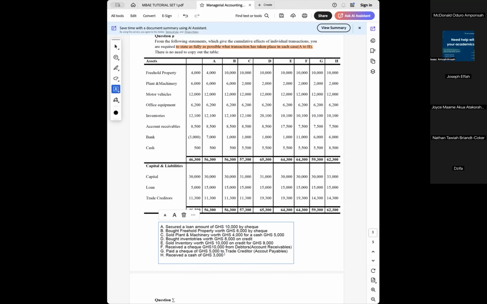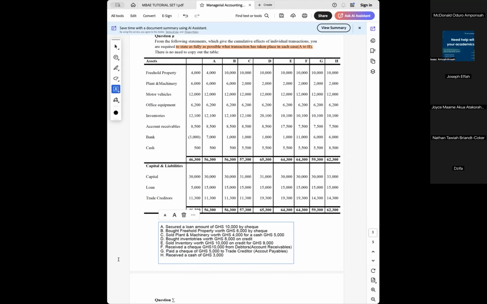McDonald, your hand is up. So to add up to what Zifa said, I would say the owners injected a cash of 3,000 to the business. So receive a cash of 3,000 from the owners. I hope that one makes sense.